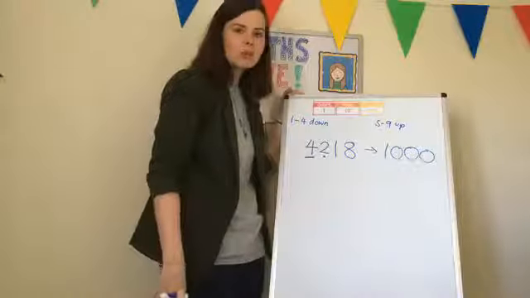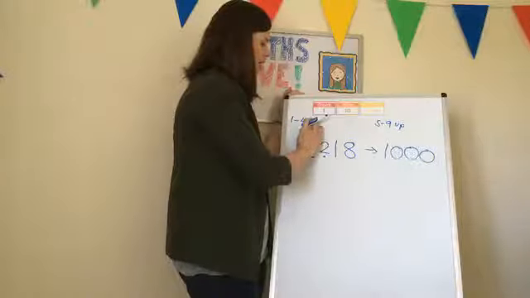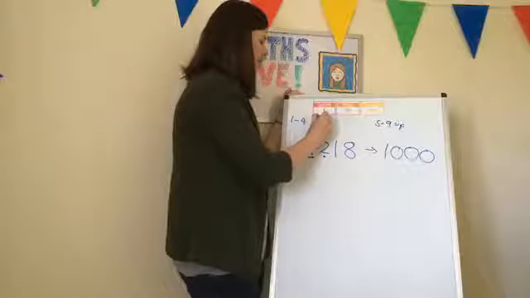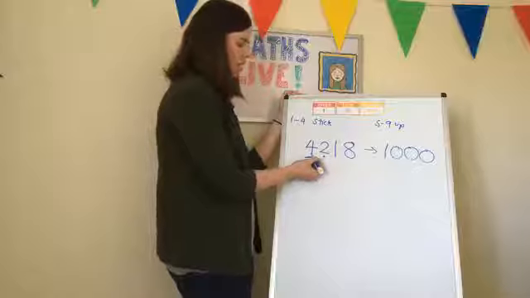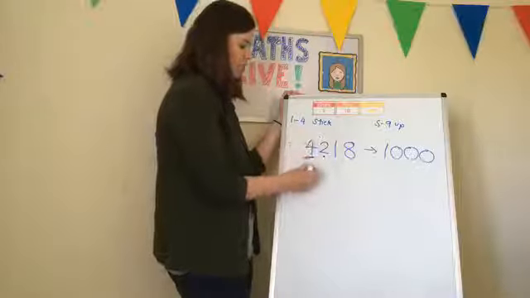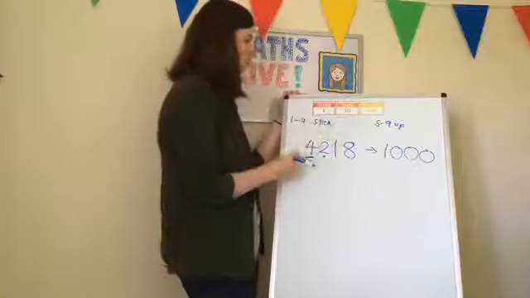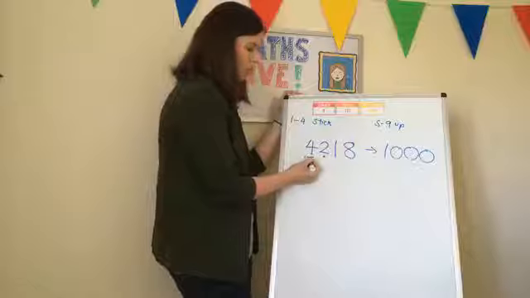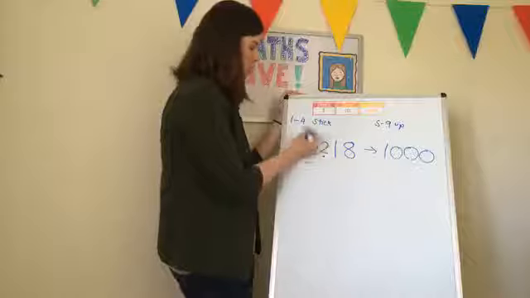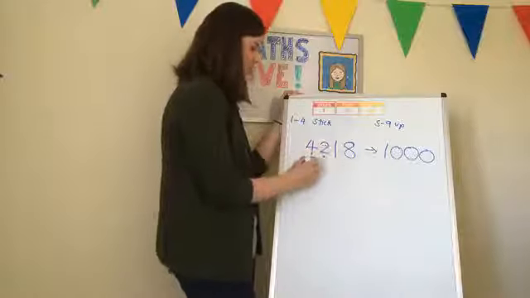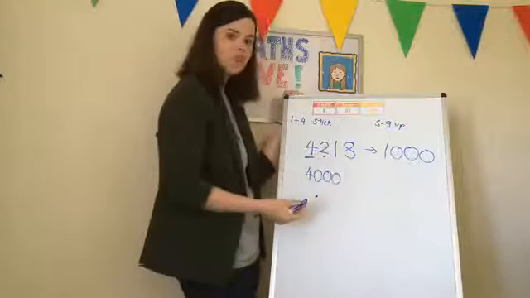Now you might not have heard this, but I've got another way of doing it. Rather than saying down, I like to say stick. Stick, because sometimes it can be confusing. If you say round down, you might accidentally go to 3 because you're going down a number. So I like to say stick to the one you're at. So in the 4,000s, the right number next to it tells us what to do. So 2 makes us stick. So 4,218 to the nearest thousand is 4,000.